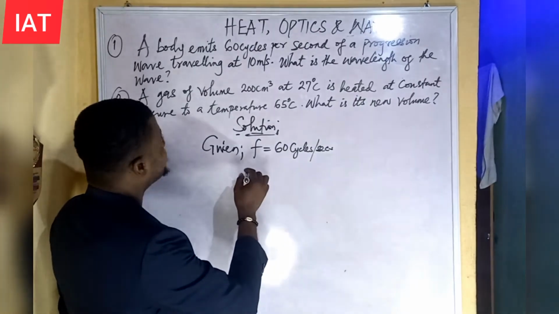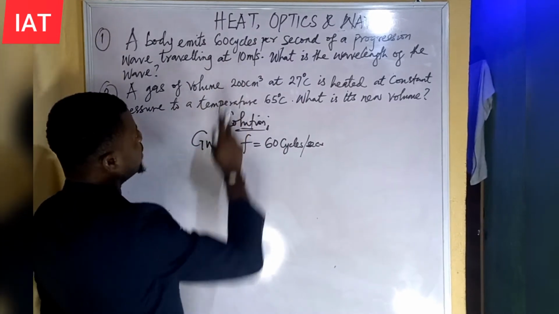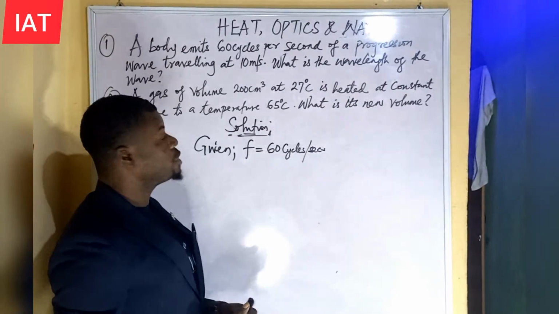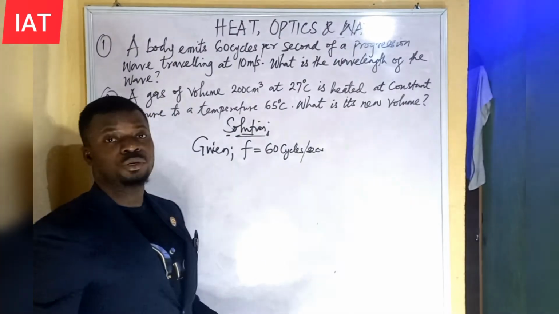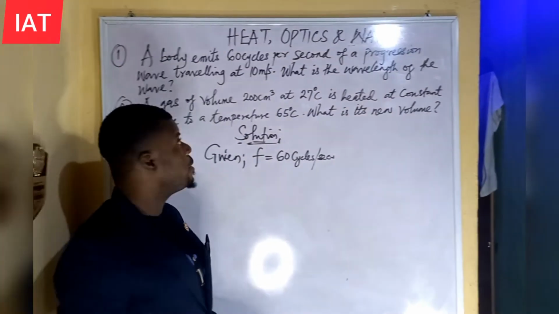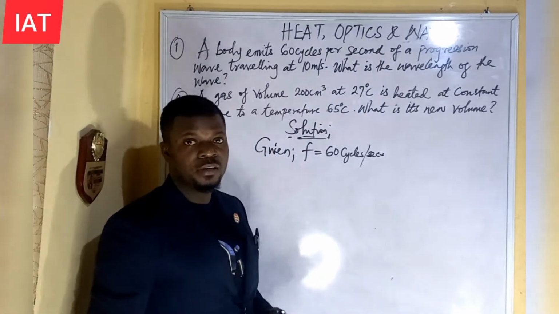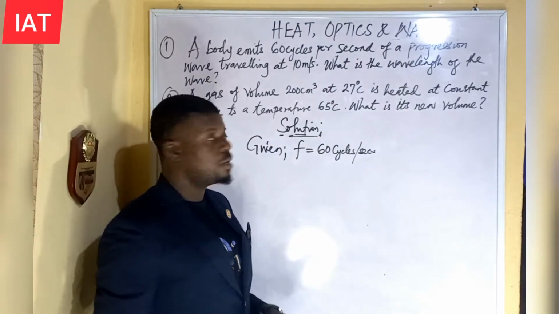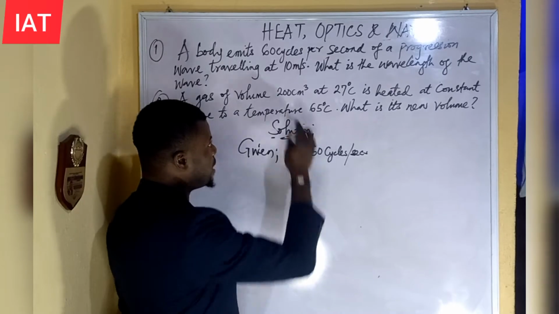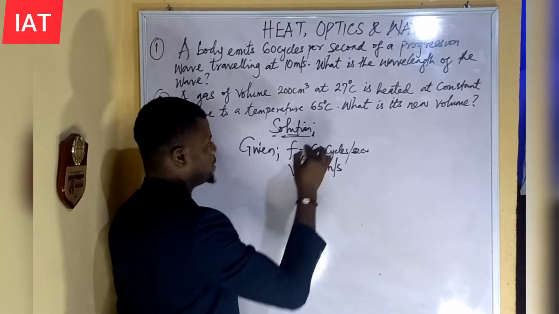And again, we have a progressive wave traveling at 10 meters per second. In this case, they didn't mention if that is for speed, or acceleration, or force or whatever. But saying meters per second alone should tell us that that is talking about velocity or speed. So we have v, which is the velocity or the speed at which it travels, as 10 meters per second.